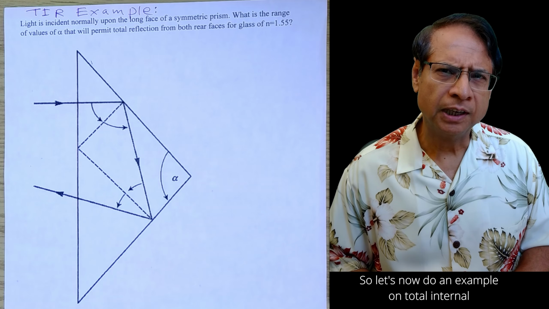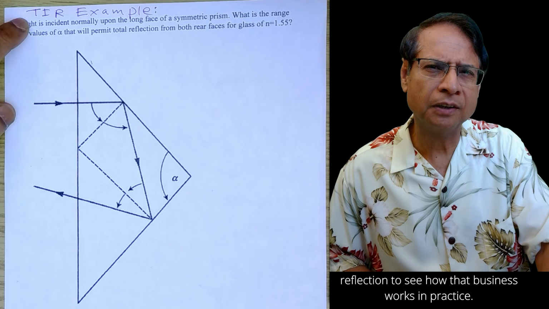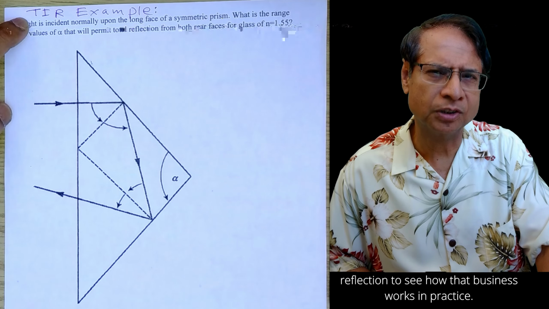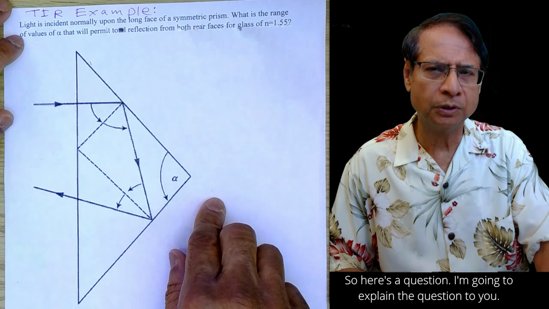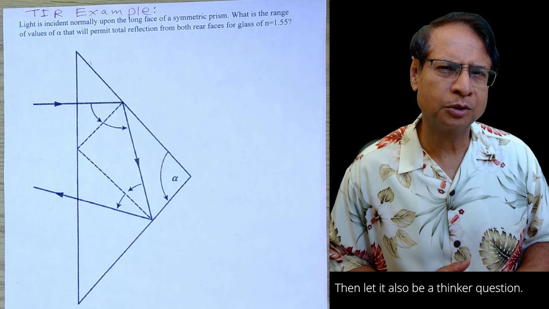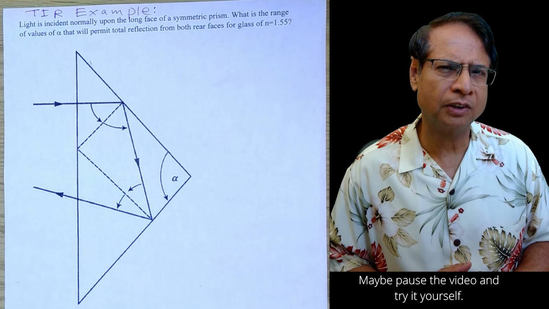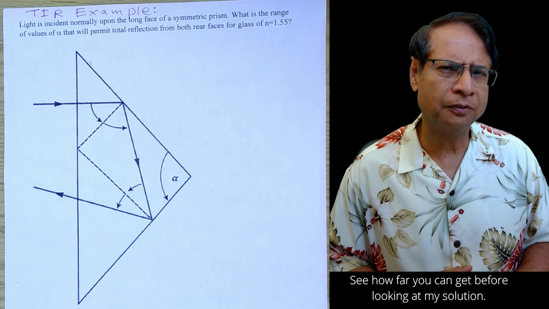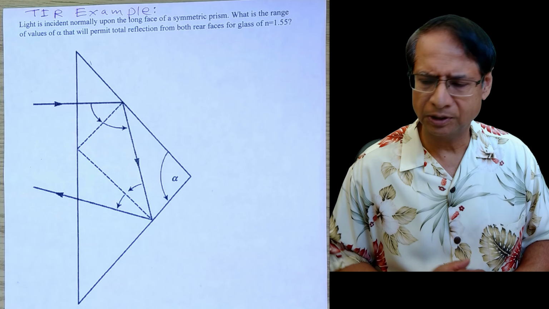So let's now do an example on total internal reflection to see how that works in practice. Here's a question. I'm going to explain the question to you, and then let it also be a thinker question. Maybe pause the video and try it yourself. See how far you can get before looking at my solution.